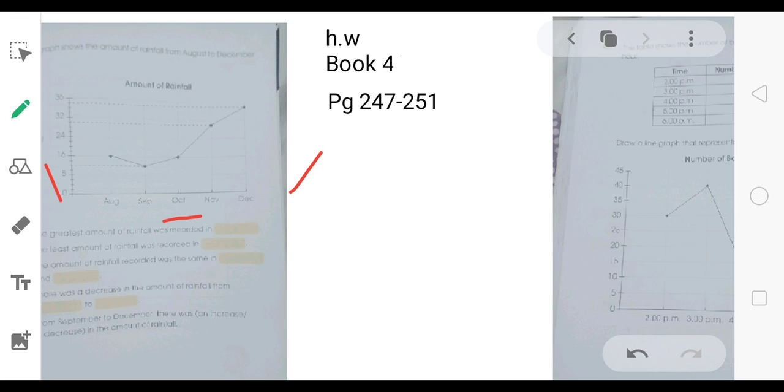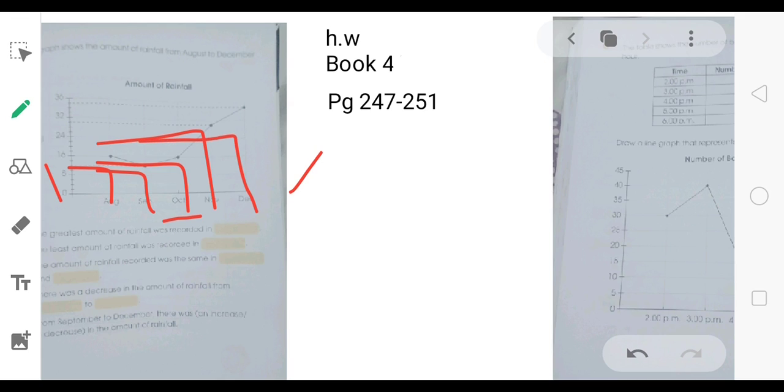In August, how much rainfall was noticed? In August, look over here. August, it is 16. September, it is 10, not 12 or 14, this becomes 10. October is also 16. In November, it's 30, and in December, it's 34.